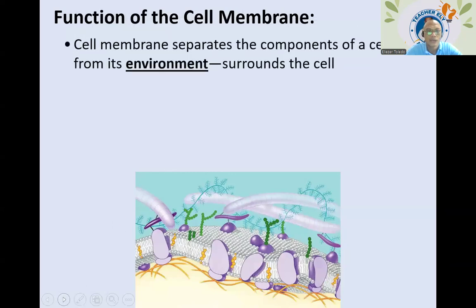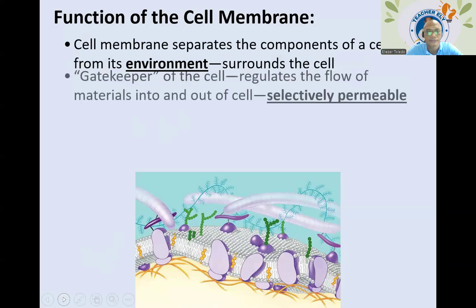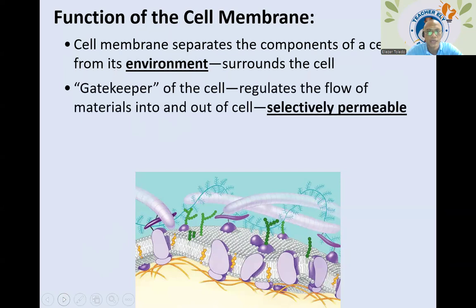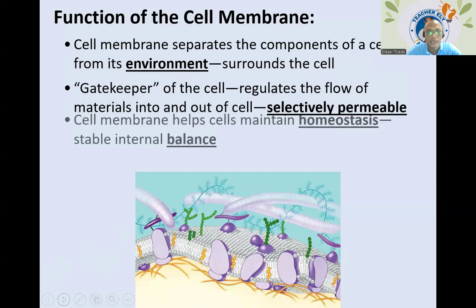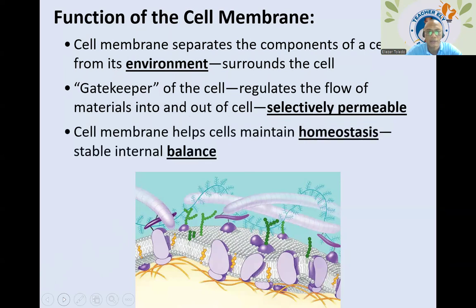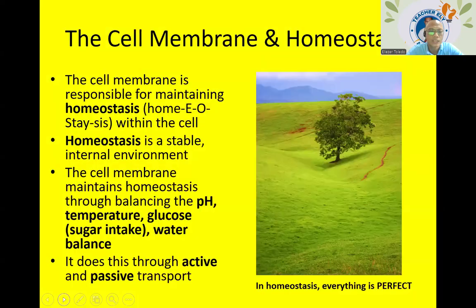We have seen that picture already. The cell membrane separates the components of the cell from its environment, which surrounds the cell. It is also called a gatekeeper. It is defined as selectively permeable. Not everything can go straight in; it chooses. That is selective permeability, and this is a very good term. It helps maintain homeostasis, which balances our body.